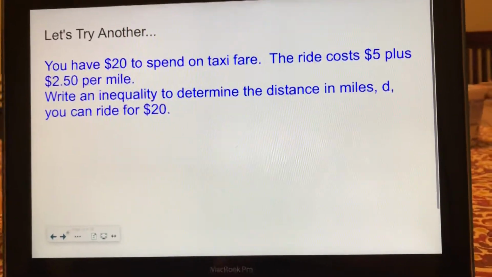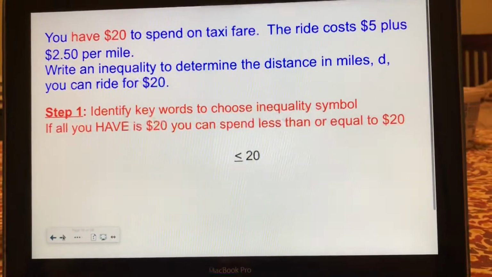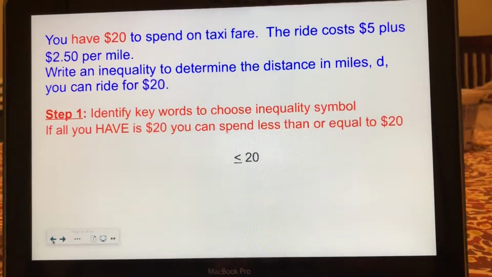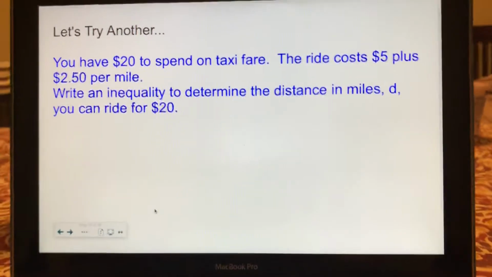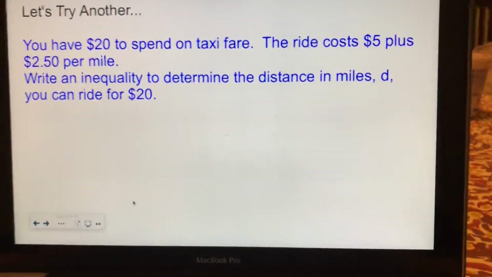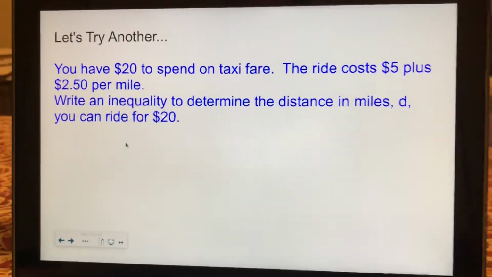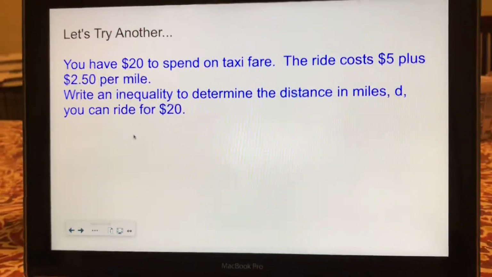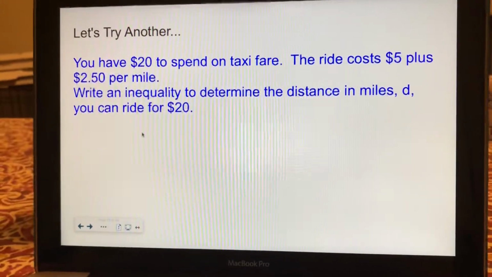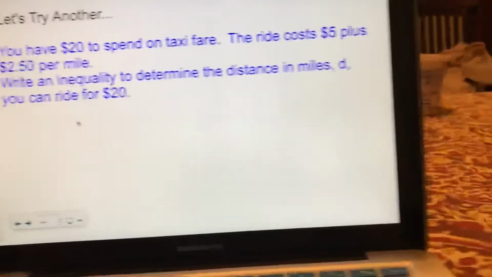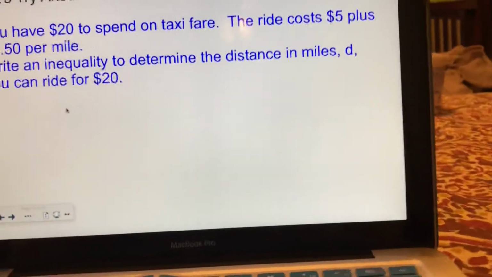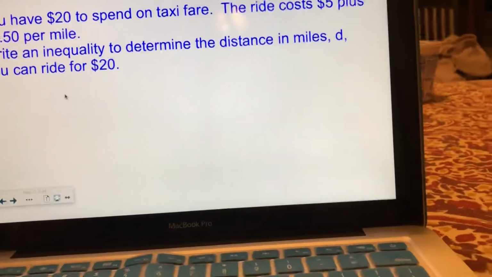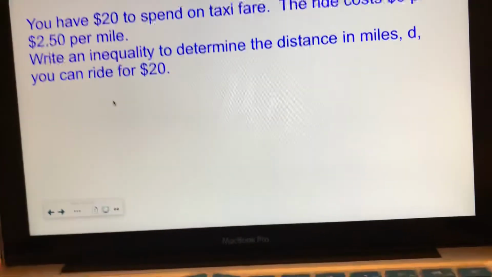So there's a few more in here for you to do, and I'm not going to go through them. I'll go through this one, and then the rest of them you're going to do on your own, and you're going to follow the lesson. So here it says you have $20 to spend on taxi fare. The ride costs $5 plus $2.50 per mile. Write an inequality to determine the distance in miles, D, you can ride for $20.